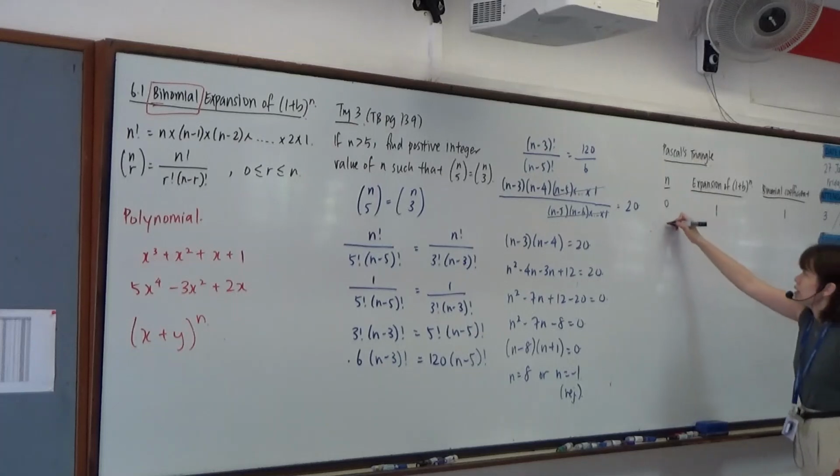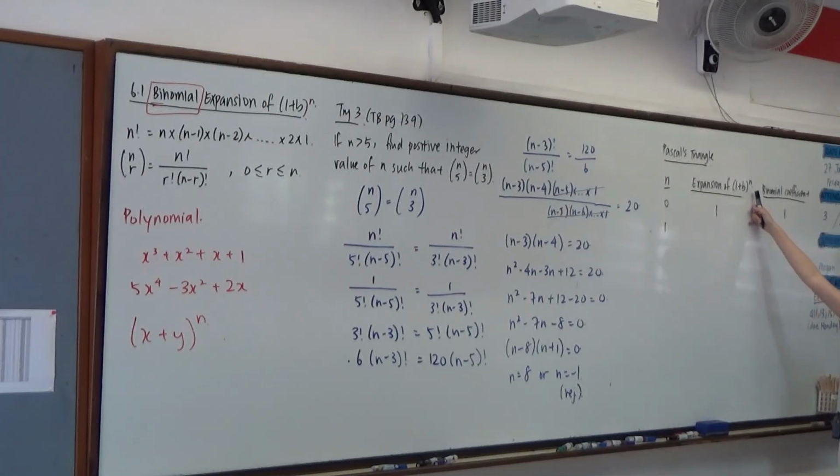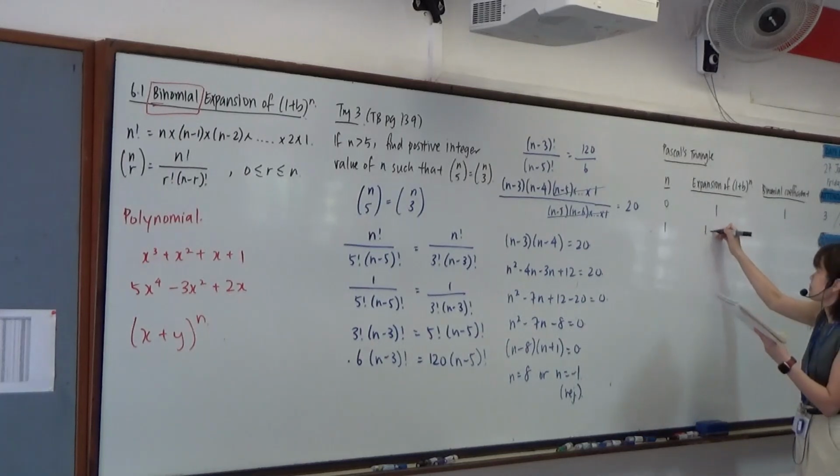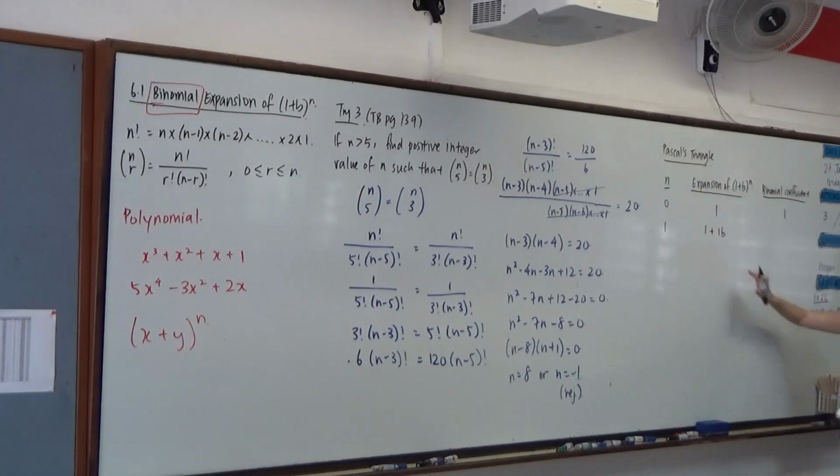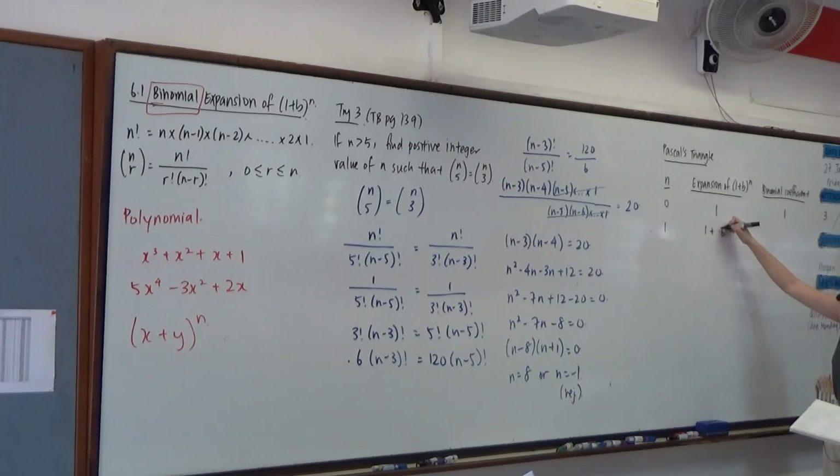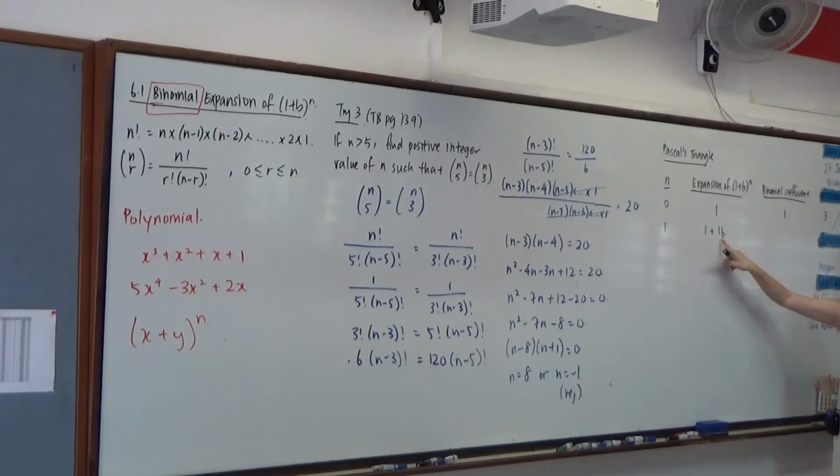Now what if our value n is actually 1? That means we are looking at 1 + b. Or to put it very clearly, you're looking at 1 + 1b. The coefficients are 1 and 1.